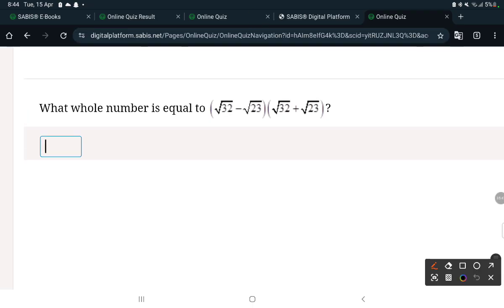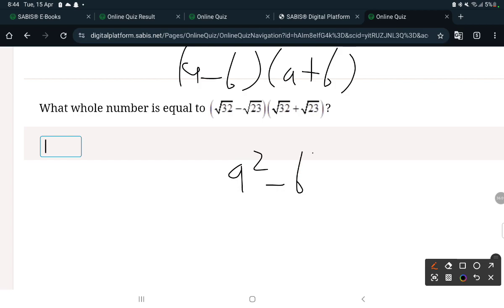Oh, easy. So as I said, a shortcut for conjugates is when you have a minus b multiplied by a plus b, you do a squared minus b squared. So a is radical 32. When we square it, it's going to be 32. Minus b squared. B is radical 23. When you square it, it's going to be 23. So 32 minus 23 is going to be 9.